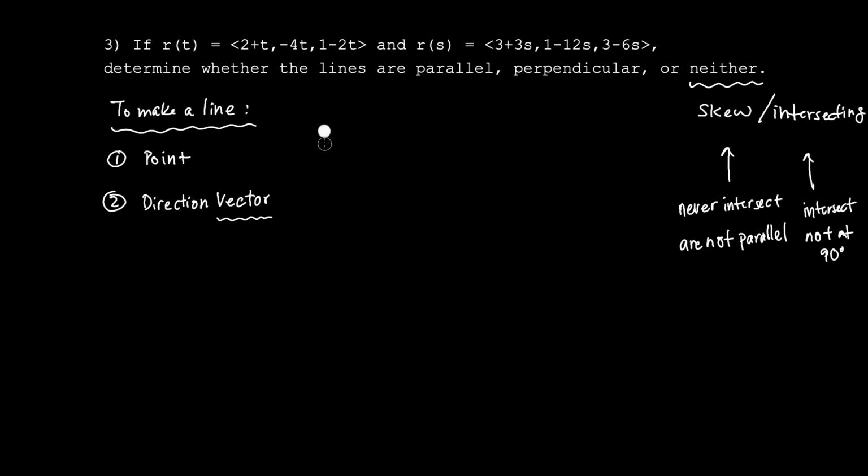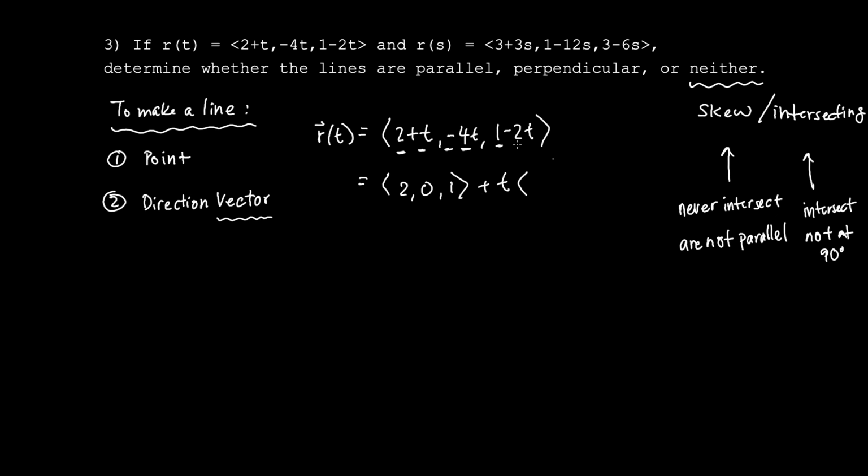For the first line, we have r of t, and we can write r of t here. This is equal to 2 plus t, negative 4t, and 1 minus 2t. Let's break this down. So this is equal to the point, and for the point we just look at the numbers before it. So we have 2, 0, 1, plus t times the direction vector. In the direction vector, we find the coefficients before each t number. So the coefficients give us 1, negative 4, negative 2.